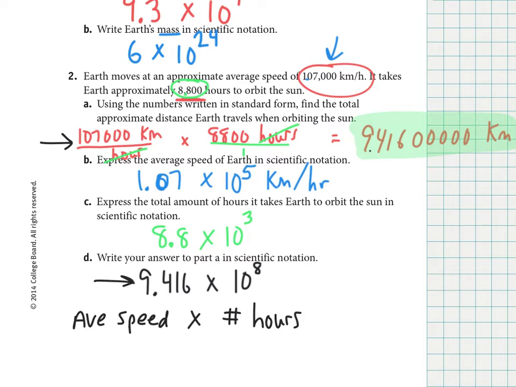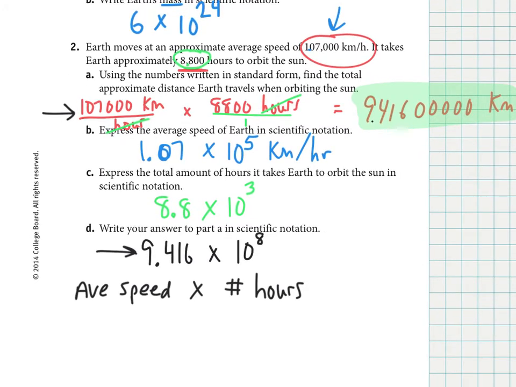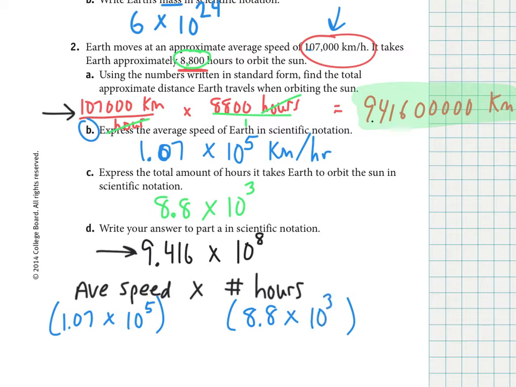Okay, let's take a look back and let's go to each of these values in scientific notation. The average speed, this is what part B was asking about. In scientific notation, it's 1.07 times 10 to the 5th. And the amount of hours was 8.8 times 10 to the 3rd. That's what we did in part C. And if we were to multiply these together, we were going to get this gigantic number up here, right? Which in scientific notation is this 9.416 number times 10 to the 8th.